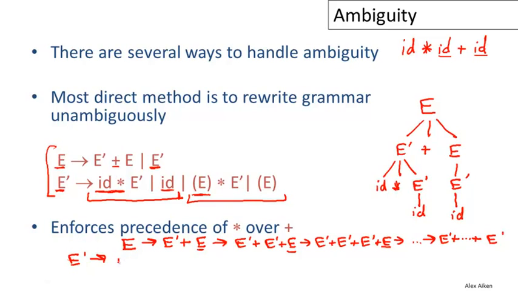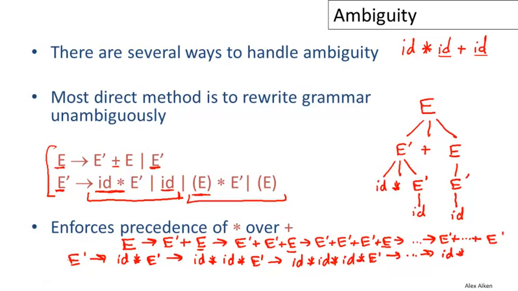So E prime can go to ID times E prime. Well, we can repeat that. We can go to ID times ID times E prime. And we can repeat that again. I hope you're beginning to see the same pattern. This is the same idea as with plus. What we wind up with then is a bunch of identifiers multiplied together, because that trailing E prime, in the end, can be rewritten to ID.